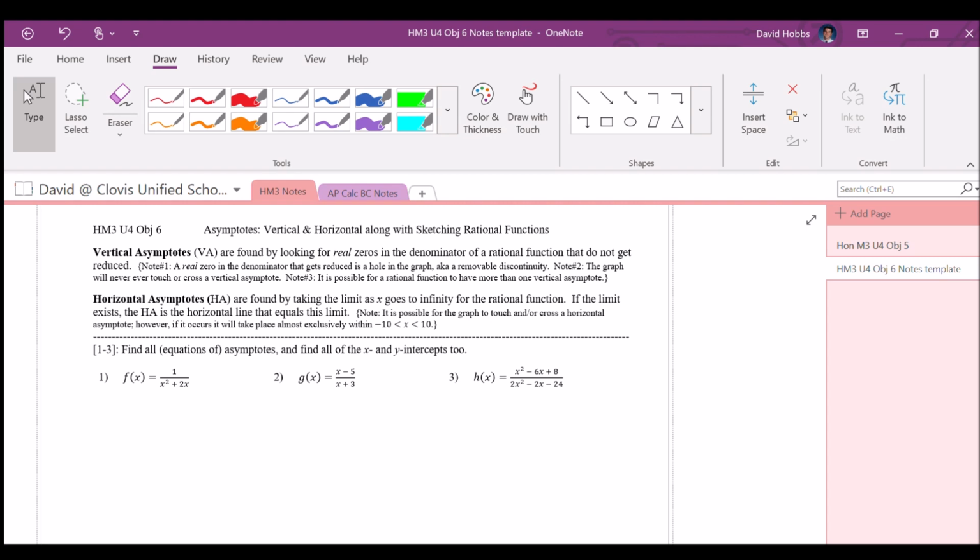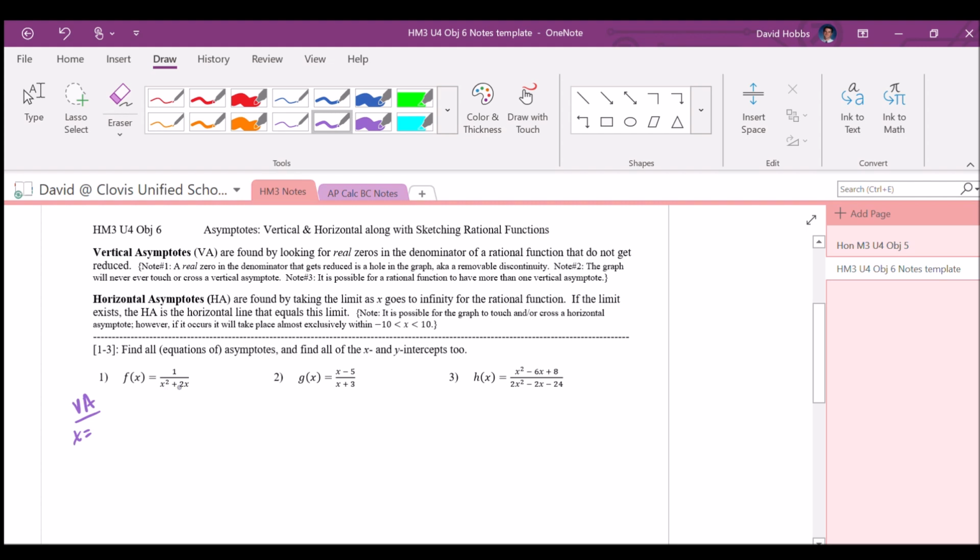Okay, now vertical asymptotes, we find them by looking for the zeros in the denominator. They have to be real zeros, so we're not worried about the imaginary zeros. It needs to be a zero that doesn't get reduced, and then it is possible to have more than one zero in the denominator. So it's possible to have more than one vertical asymptote. Okay, so vertical asymptotes, VA for short. By the way, vertical asymptotes are vertical lines, x equals.